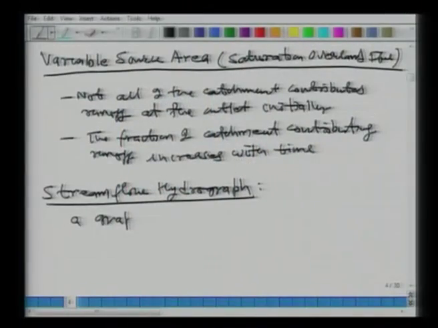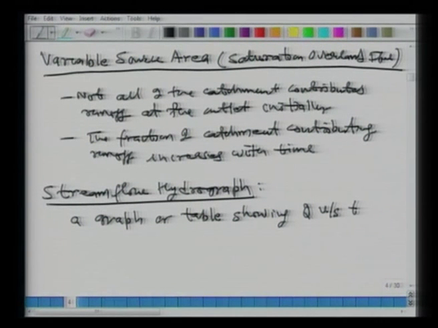It's simply a graph or you can represent this in the form of a table of numerical values showing what the flow is as a function of time. Okay. So, the graph between Q and T is what we call a stream flow hydrograph, all right, and this stream flow hydrograph is observed or measured at a particular location in the river. Okay. Particular location, as we know, is called the concentration point in a river.